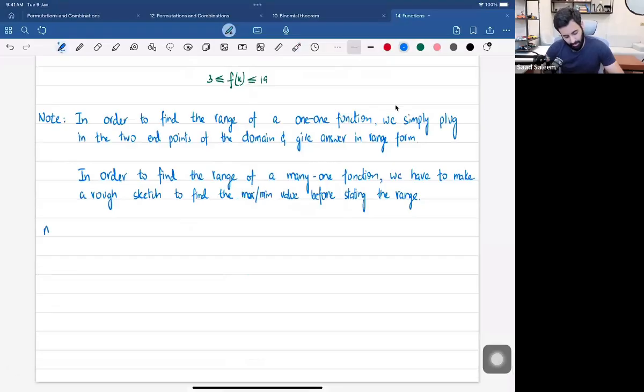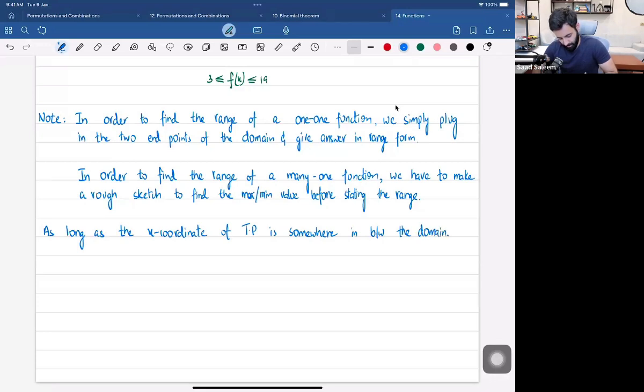So another important note, and that is, as long as the x coordinate of turning point is somewhere in between the domain, the function will be a many-to-one function.